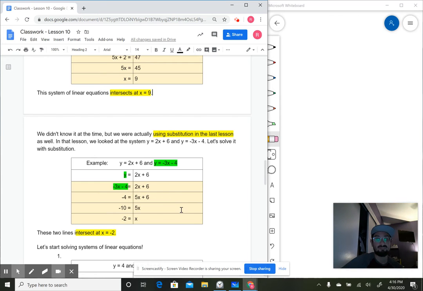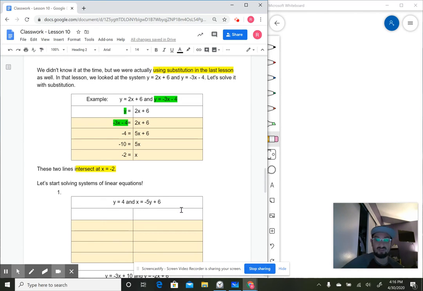Okay. So now we're actually going to show you step by step. And you should be pausing the video, trying on your own, and then doing the problem.